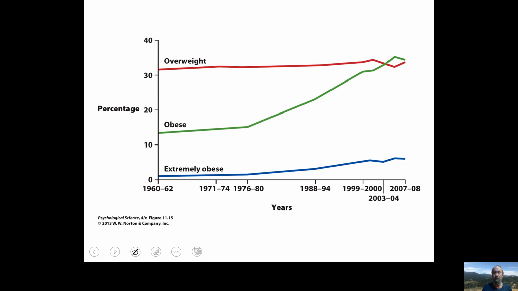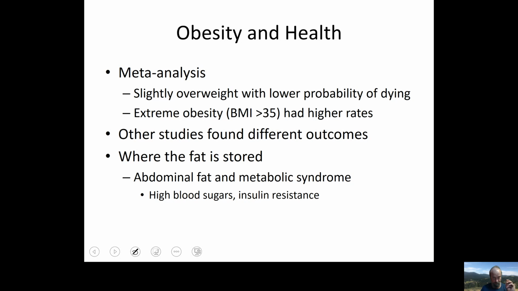People who are overweight is about the same. Obese is going up, and extremely obese is also going up to some degree. And so it is increasing. So meta-analysis, slightly overweight has a lower chance of dying. Extreme obesity has higher rates, of course. Studies vary on this. Overall, yes, obesity does impair your health, but it's a fairly complex situation.